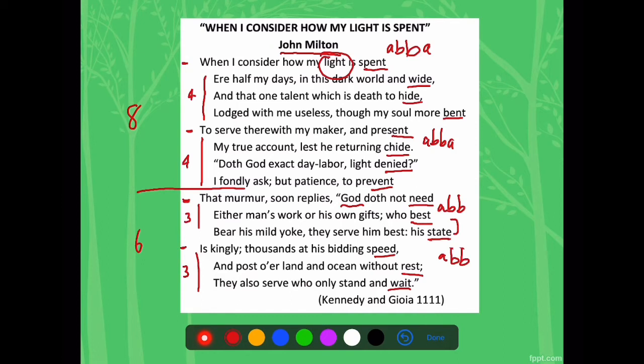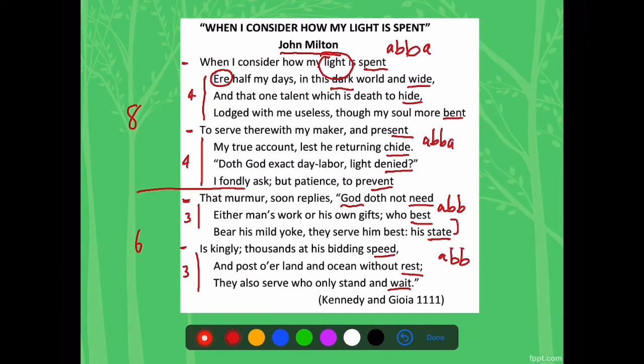So when I consider how my light is spent, here means before, so before half my days in this dark world and wide. So imagine people who are going blind, right? Before, he took light, when he could still see everything, for granted. And now his world is dark and wide, because he's going blind. And that one talent which is death to hide, lodged would be useless. So now he feels useless because he can't see anything. How can he do God's work?